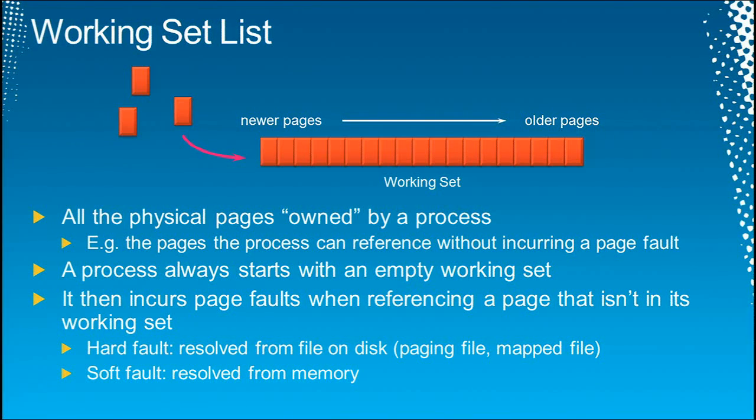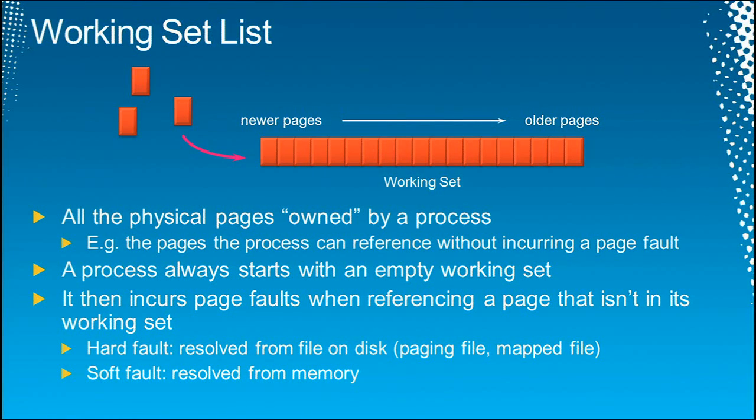There's two types of faults. I just mentioned a page fault, which is what happens when a process touches a piece of its virtual memory that has no corresponding entry in its working set. When that happens, if the system needs to go out to disk to fetch the data or code that the process is trying to reference, that is called a hard fault. If it can find that data or code elsewhere in RAM and just take that page and put it in the working set list, that's called a soft fault. Soft faults are obviously much more efficient than a hard fault.